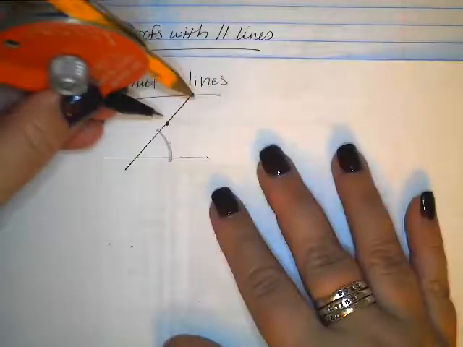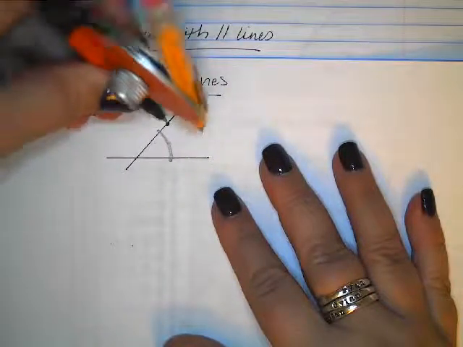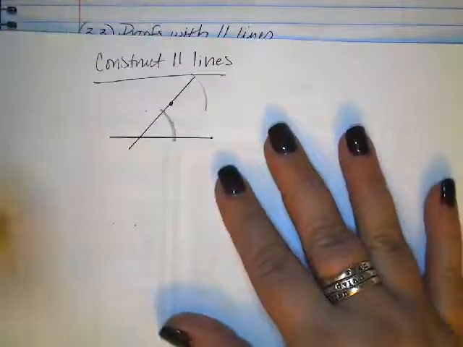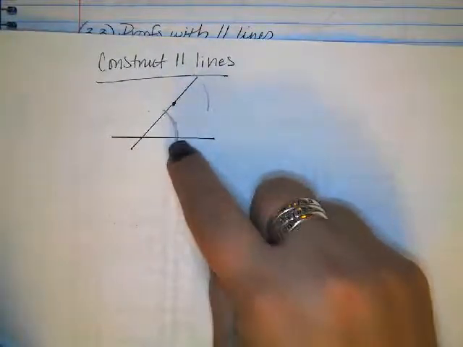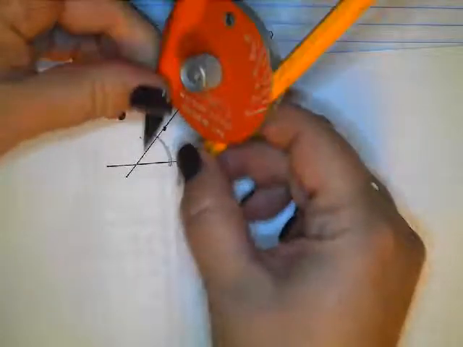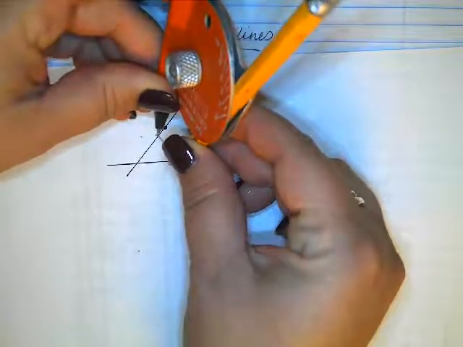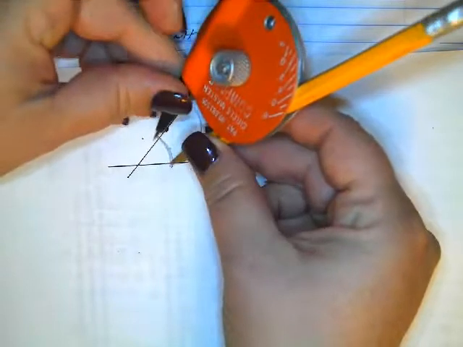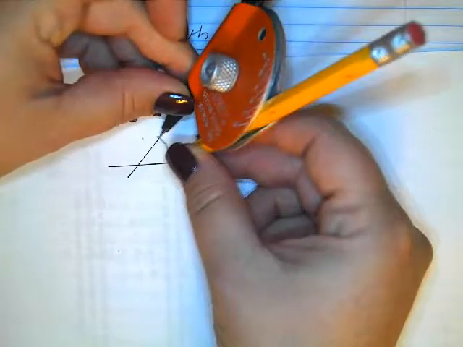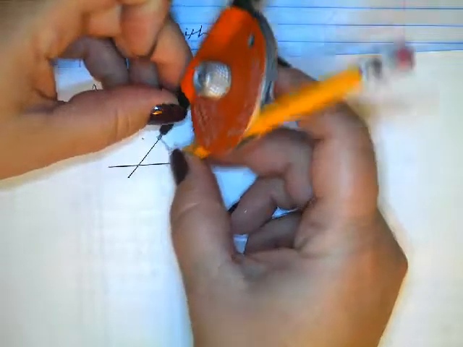I'm going to pick it up and I'm going to do the same thing at the point that I made. I'm going to make this little arc. Then I'm going to copy an angle. So remember that we copied these angles before we did this. I'm going to put my point right here on that line. And then I'm going to adjust my compass until I can measure exactly what this angle measure is. And then I'm going to give it a little swing.